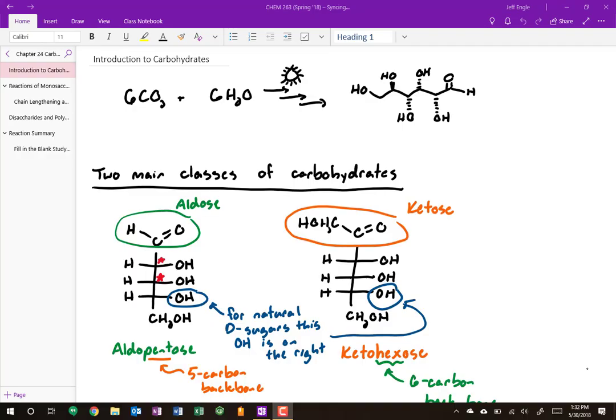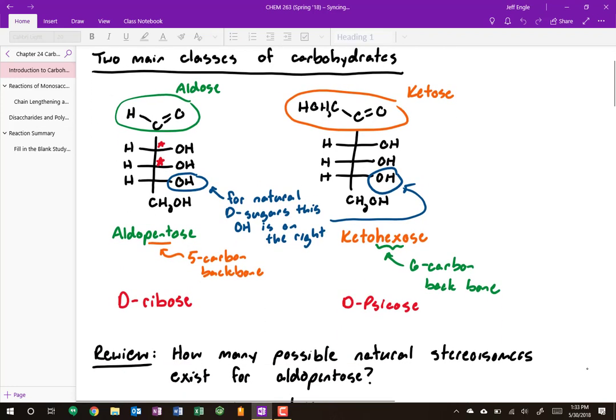All right, so yesterday we got our introduction into carbohydrates. We said that there's two main classes of carbohydrates. One are aldoses. Those always have the aldehyde coming off the top in the open chain form. And then ketoses, where you've got a ketone off the top. In addition to that, we said that all natural sugars are D sugars, which means that bottom OH is always going to be sticking to the right in the Fisher representation form. And you can use that to determine how many natural stereoisomers on here.